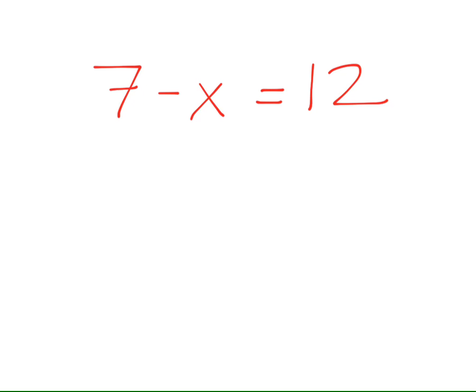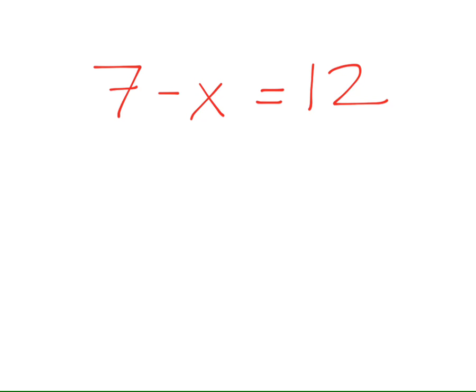Seven minus x equals 12. Solve for x. I want x to be positive by itself on one side of the equal sign. Right now there's like a minus 1 or a negative 1 in front of that x. So I want it to be positive. What's something I could do in order to get that to be positive?